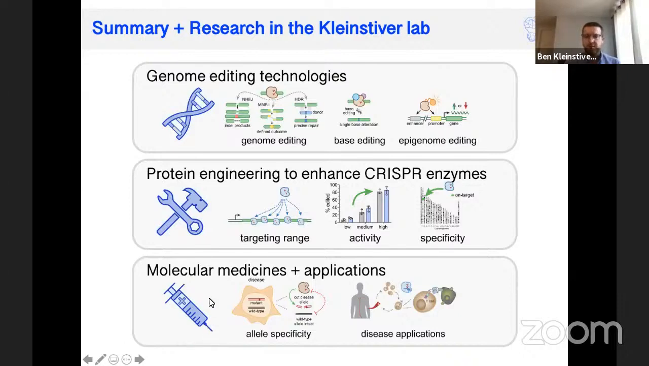And we're also exploring the utility of these new proteins in many different disease contexts, whether it's using proteins that are more exquisitely specific for different alleles, or in different disease applications where we can now target new disease sequences that we couldn't before with these enhanced enzymes.